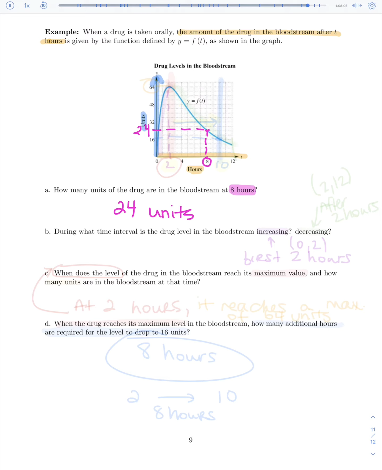And the next one, during what time interval is the drug level in the bloodstream increasing? So one thing at a time. When am I increasing? Meaning, when is my graph going up? Well, my graph is going up, or increasing, on this first piece up until I hit this top part, which is happening at 2 hours. So it's increasing for the first 2 hours.